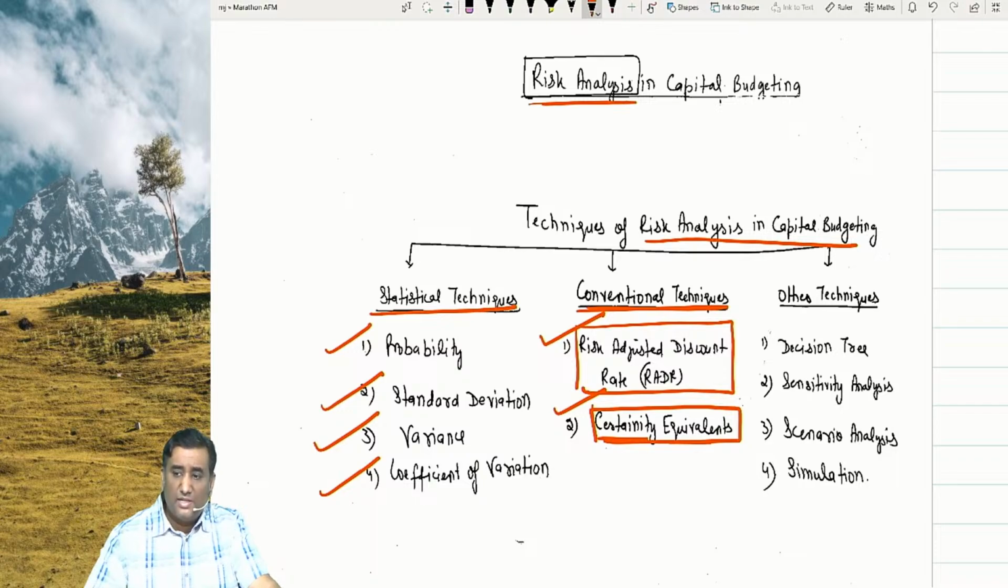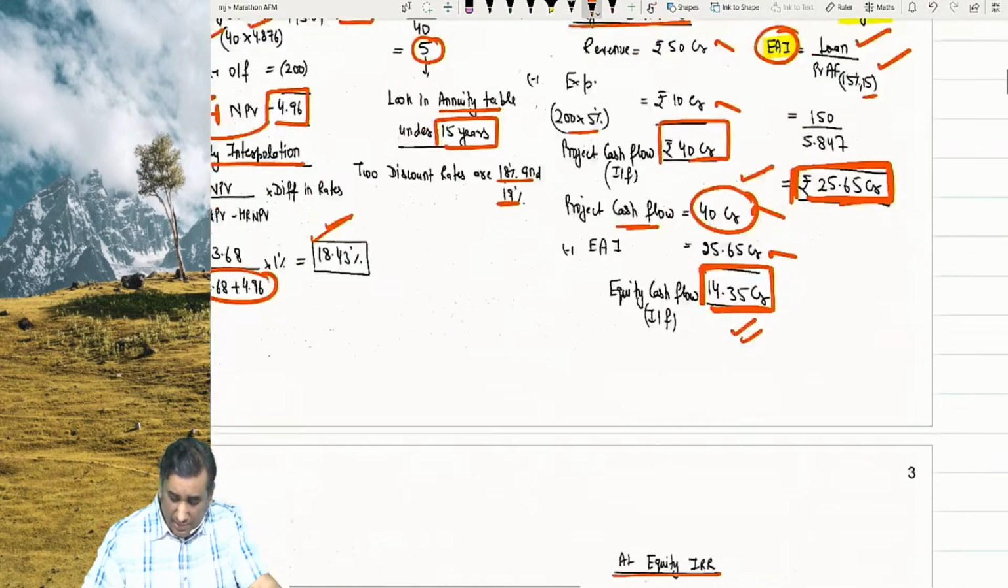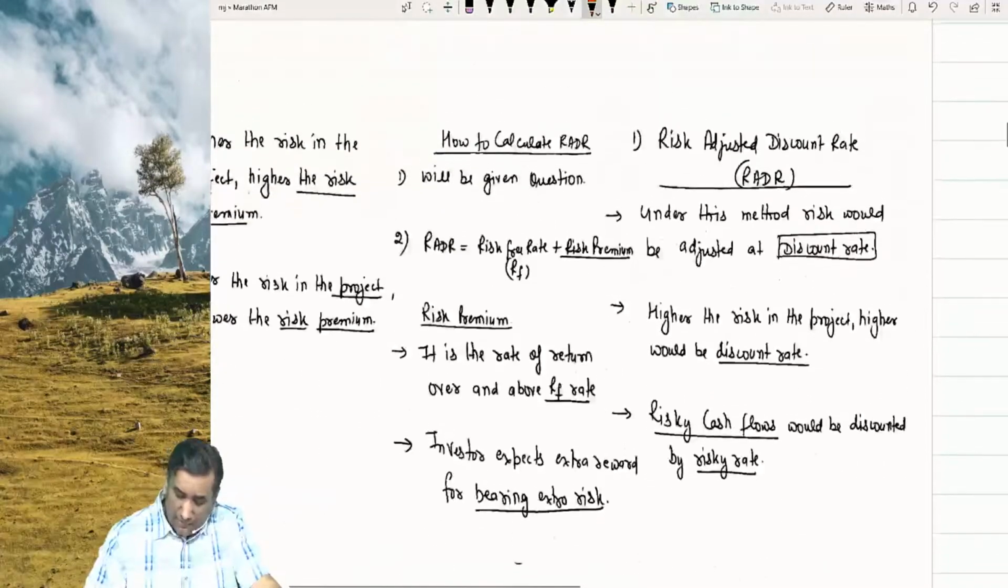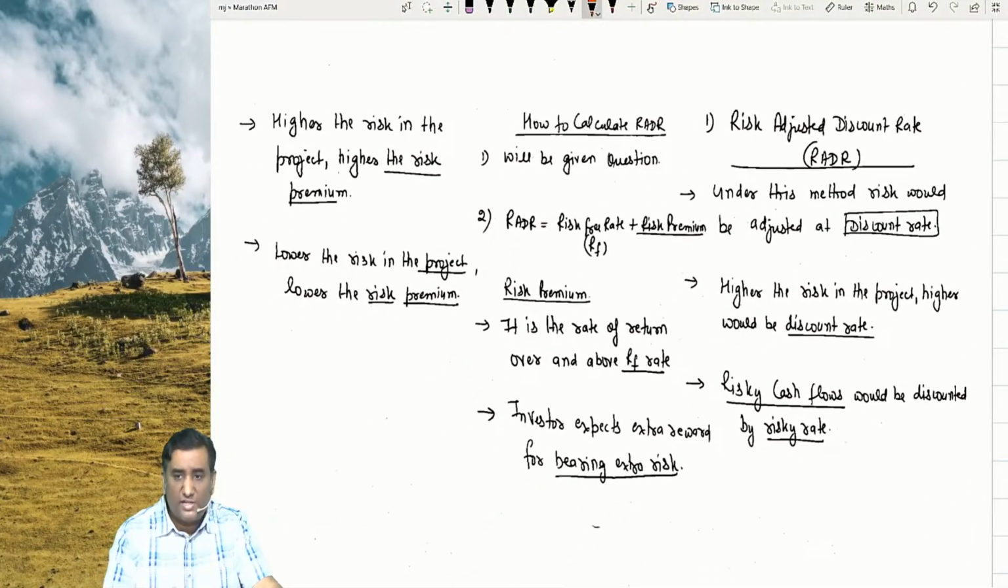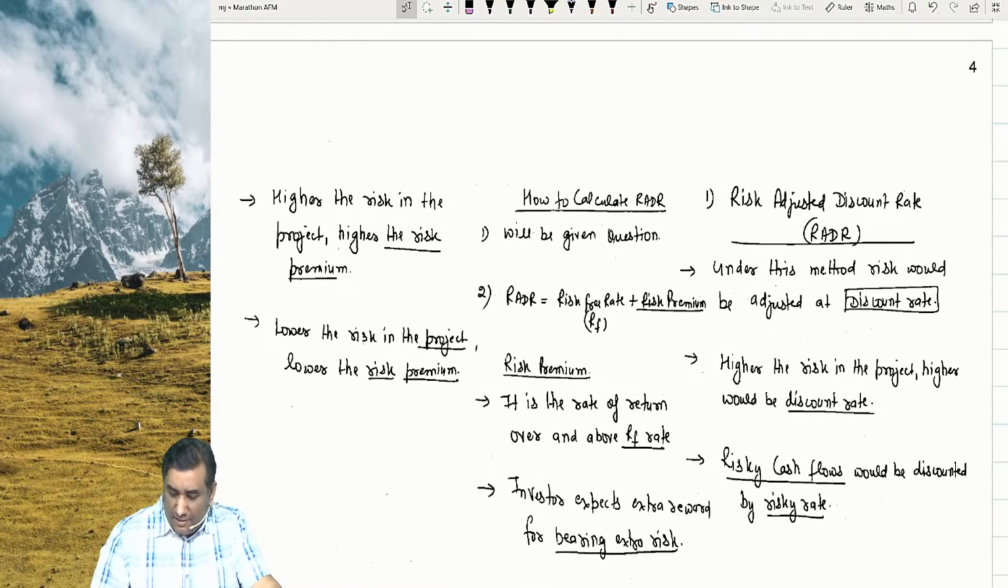First I am covering risk adjusted discount rate, RADR. I have given you the detailed slides, the third and fourth, so that when you try at home you will not face difficulty. These slides are also important because some points can be formed into an MCQ again. I'll show you where.